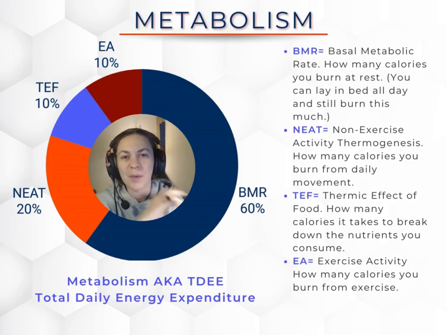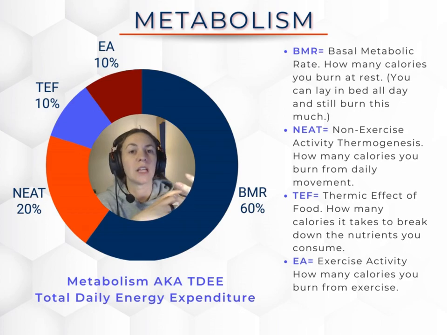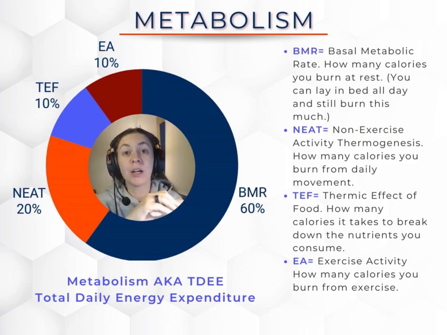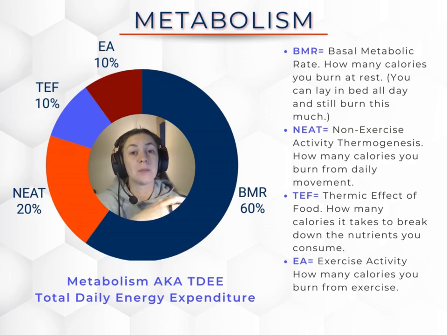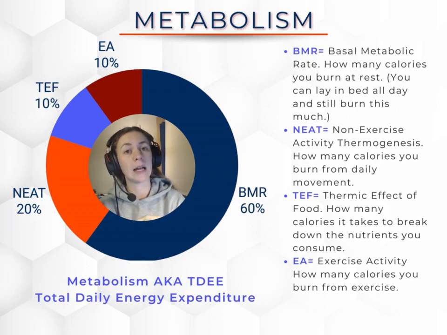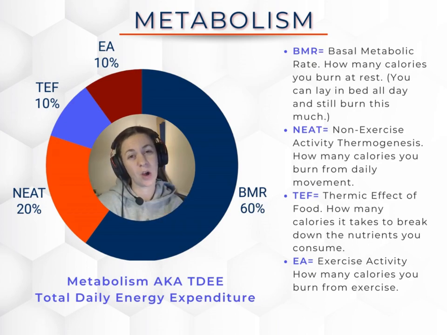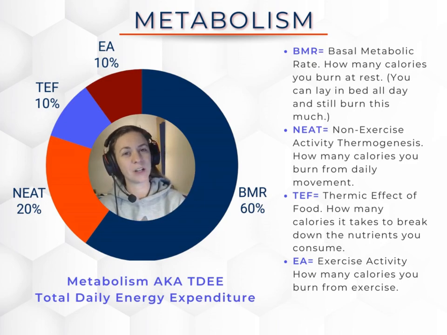So what we were just talking about before is your total daily energy expenditure, which is a fancy way of saying your metabolism. Now, your metabolism is made up of these components right here. Primarily, your metabolism is made up of your basal metabolic rate, which is 60% of your total metabolism. Now, your BMR is sometimes used interchangeably with RMR. They are slightly different numbers, but for all intents and purposes, they can really be quite similar for your needs.